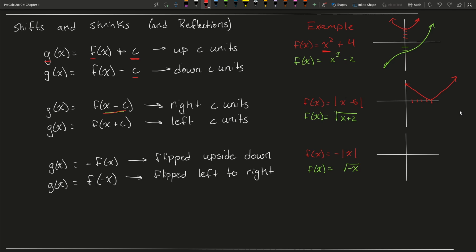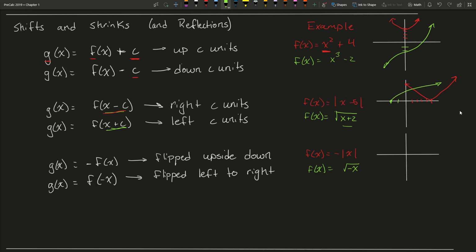If we add some number to our input, we're shifting left that number of units. So again, for example, if we have f of x is equal to the square root of x plus 2 inside, we're shifting our entire square root function to the left 2 units. So it'll look something like this.